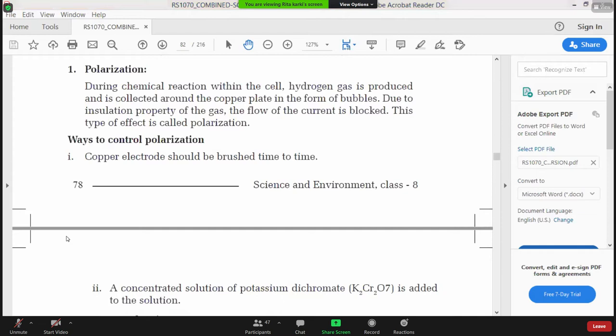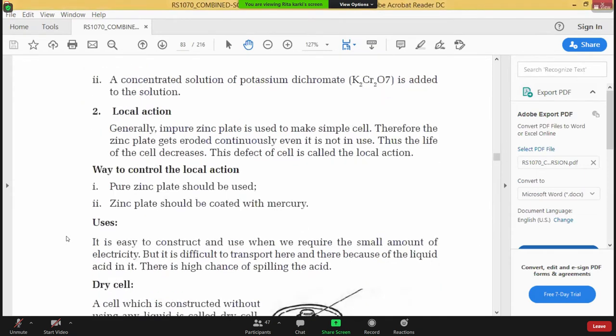Besides this, we can also use the chemical potassium dichromate in the acid, so that whenever hydrogen gas is formed, it reacts with the potassium dichromate and is converted into water without any difficulty. Now, the next defect present in the simple cell is local action.